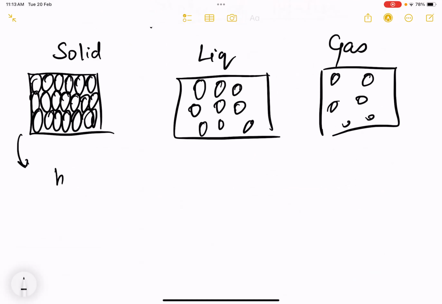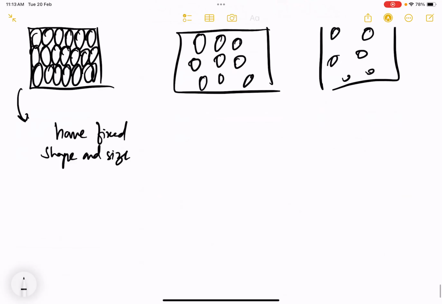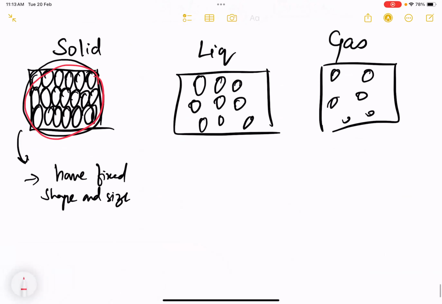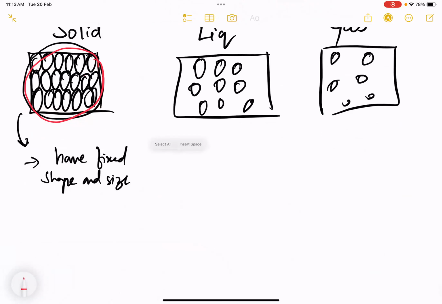So solids have fixed shape and size, and they cannot be compressed. Now, why do I say they have fixed shape and size? As you see, all the atoms are so tightly packed and locked together that they will have a fixed size and shape, because the atoms have no space to move around. So that's why they have fixed shape and size. And next, can you compress the atoms in the solid? No. So solids are incompressible because there is no space for the atoms to move and be compressed.